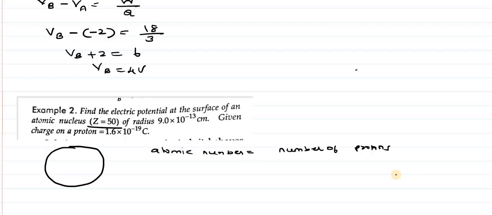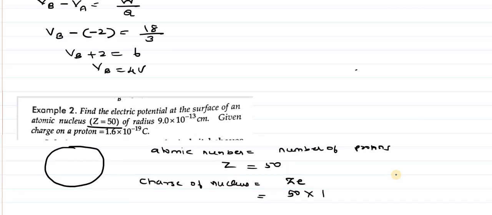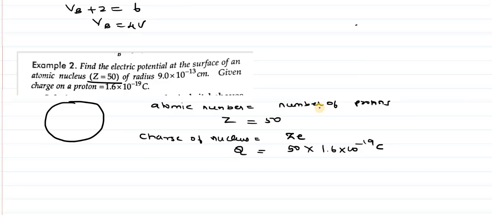So here Z is 50 they have given. So charge of nucleus is Z into E, correct? Atomic number into the fundamental charge. So 50 into 1.6 into 10 to the power minus 19 coulomb. This is the charge given. And the radius of the nucleus they have given is 9 into 10 to the power minus 13 centimeter, which is 9 into 10 to the power minus 15 meter. Correct? Any doubt till here?